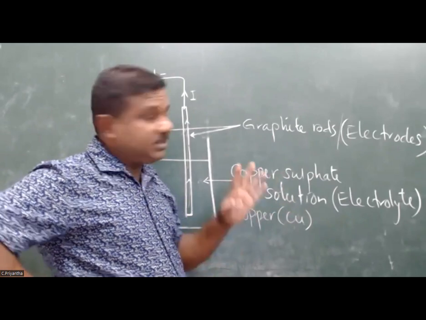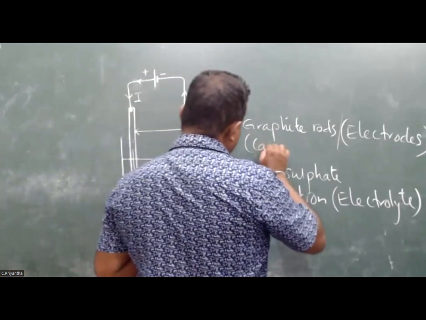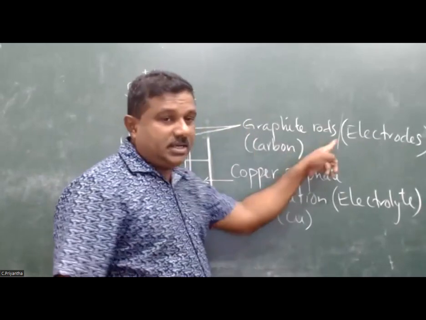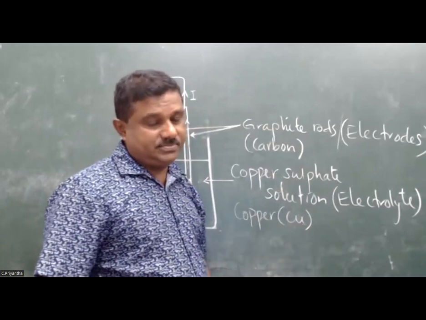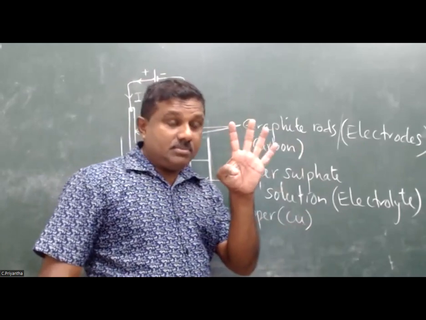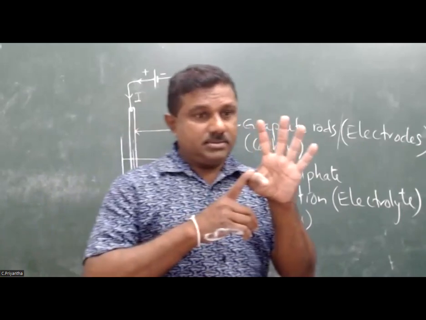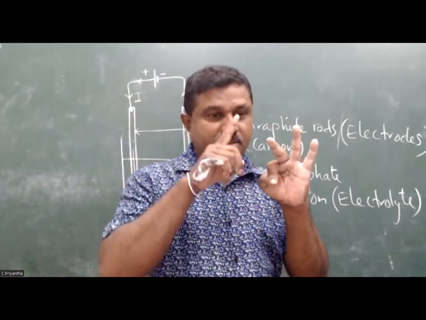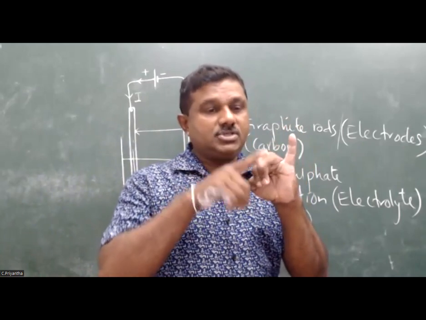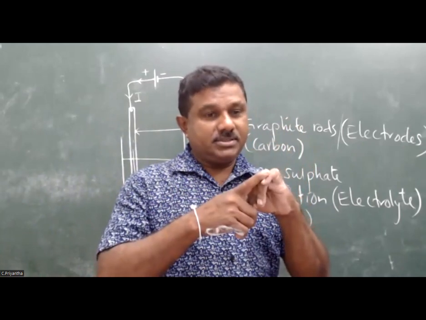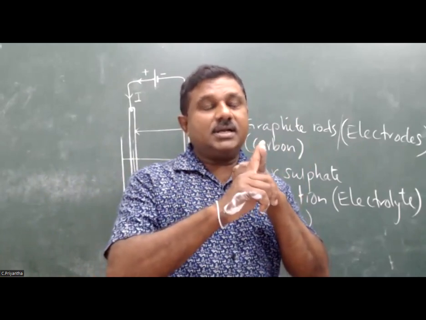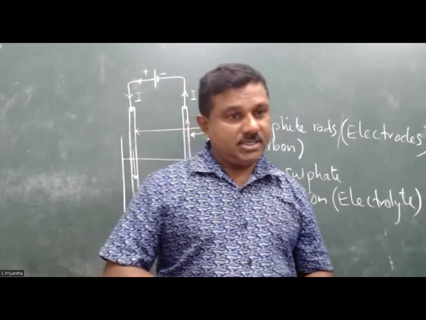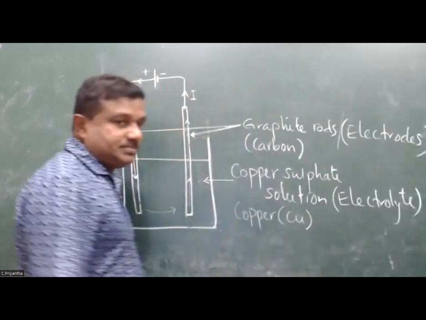Graphite is carbon. In some books it is named as carbon electrode. Definitely a carbon electrode is a graphite electrode. Carbon has a number of forms, allotropes: carbon soot, diamond, coal, charcoal, graphite. Only graphite is a conductor. All other forms of carbon are not conductors.